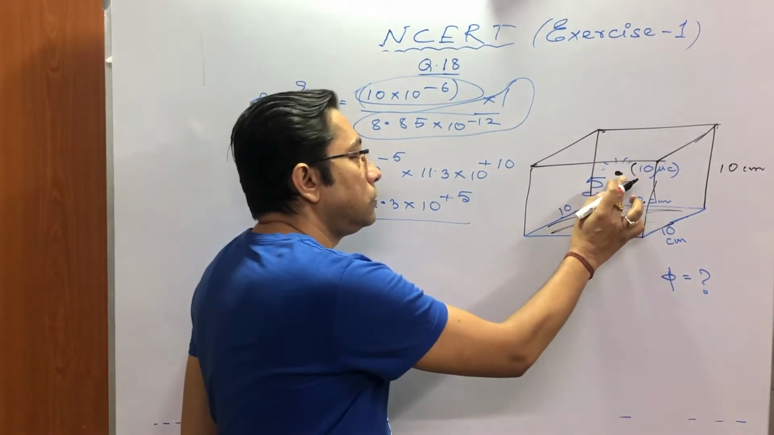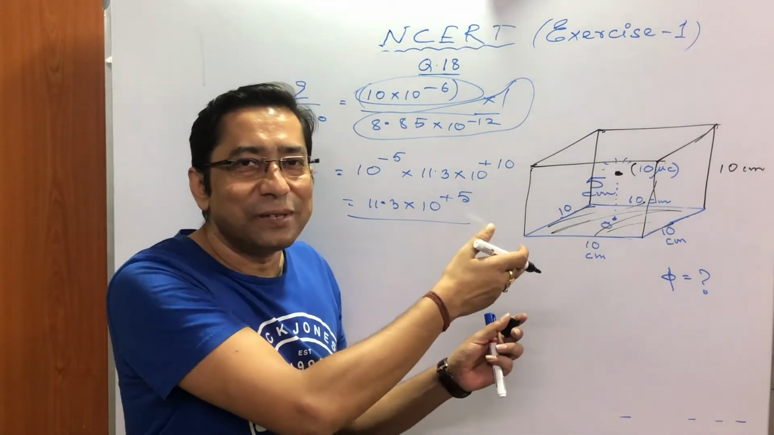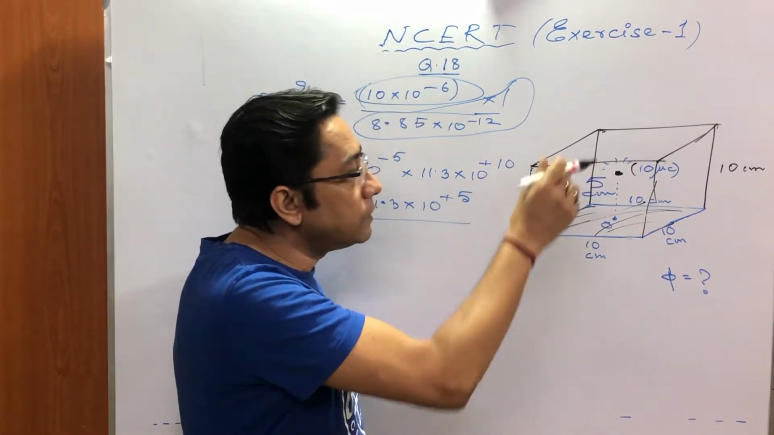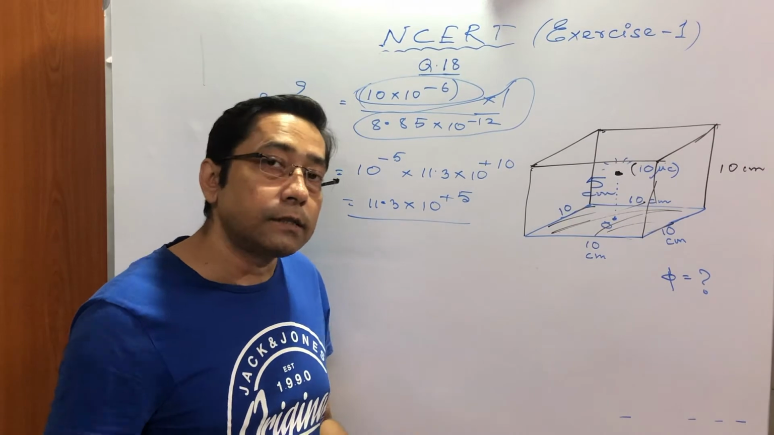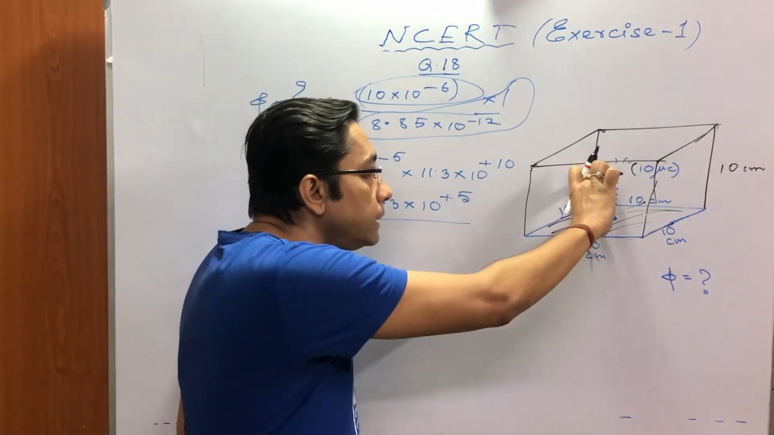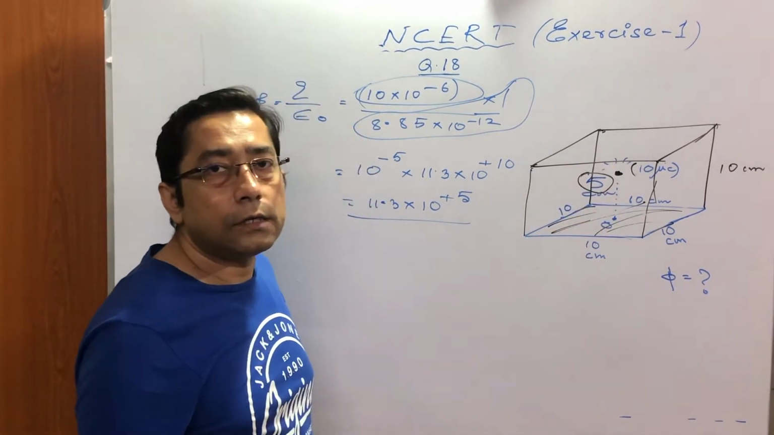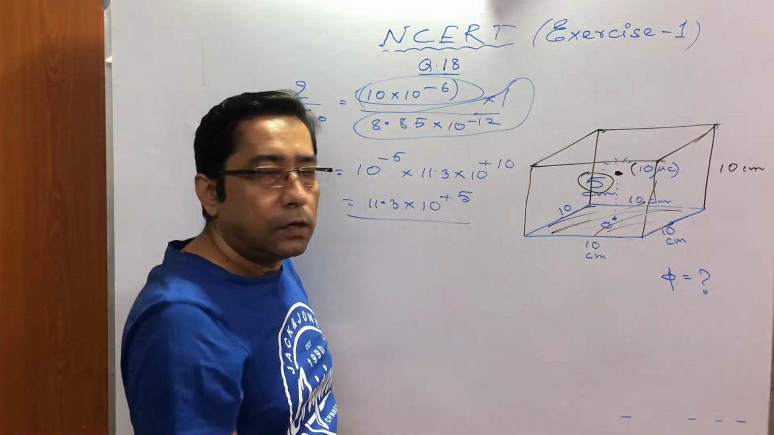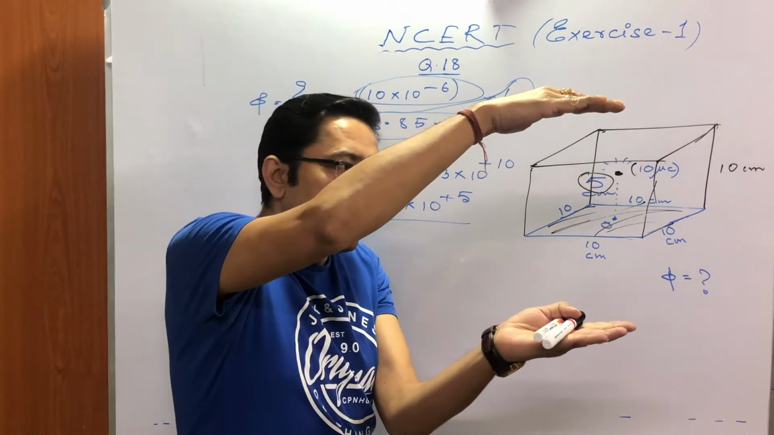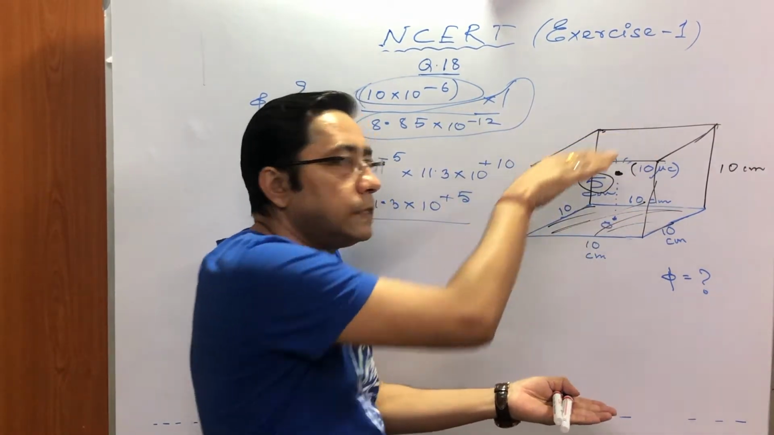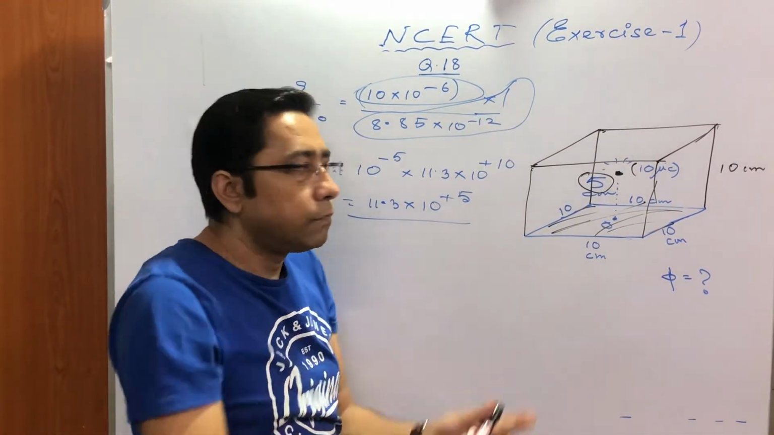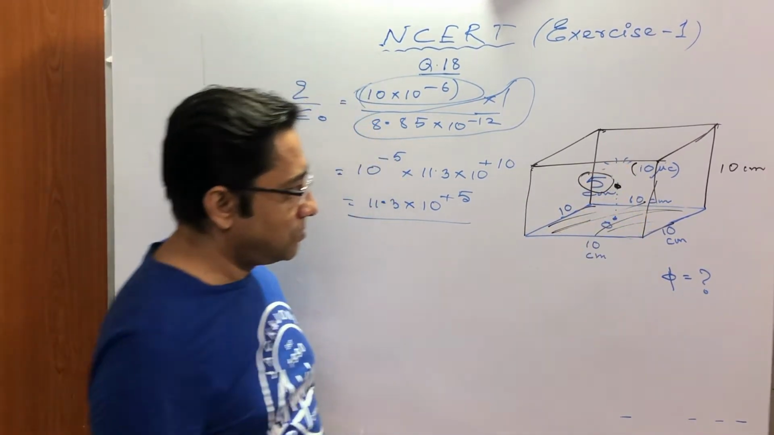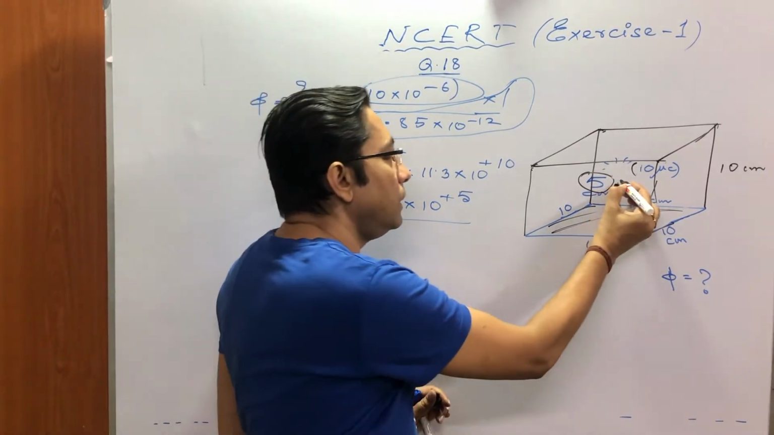Now, though it doesn't appear to be, this charge is inside, at the center of this cube. What can guarantee that it is at the center? This height value guarantees it. Why? Because 5 centimeter is half of 10 centimeter height. So it is midway between the floor and the ceiling. So it should have been over here to appear exactly at the middle.